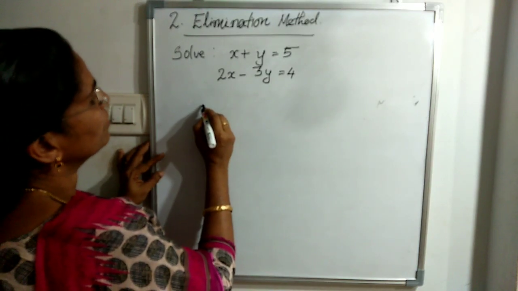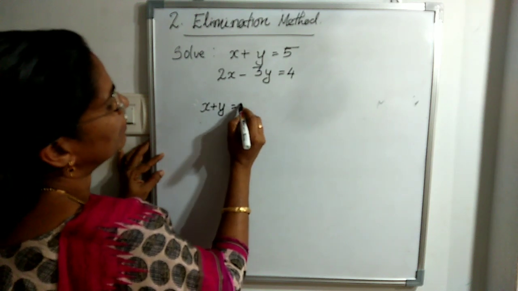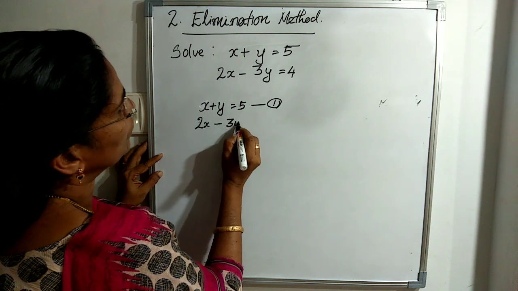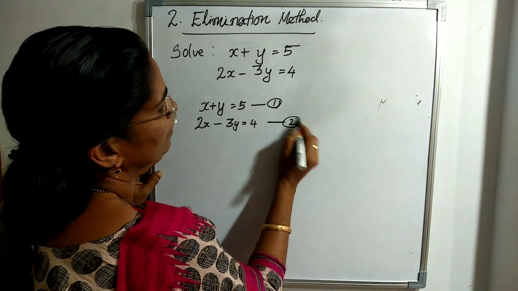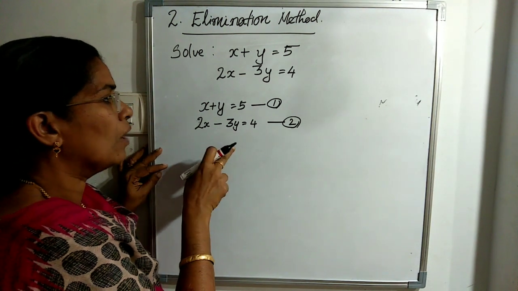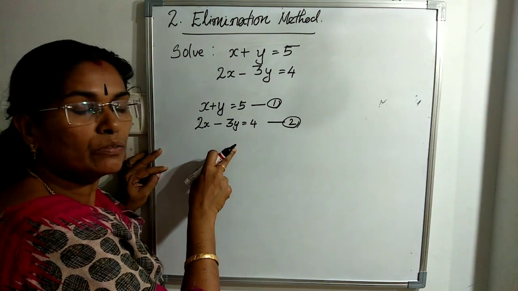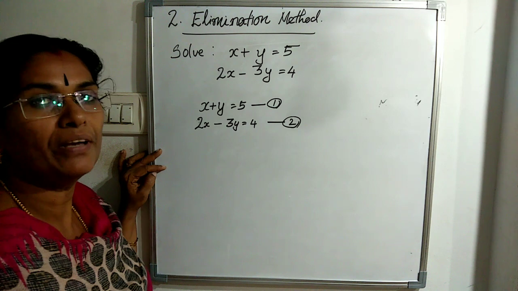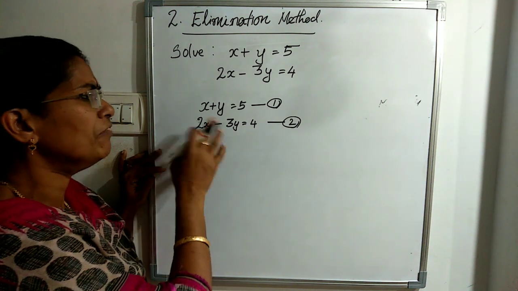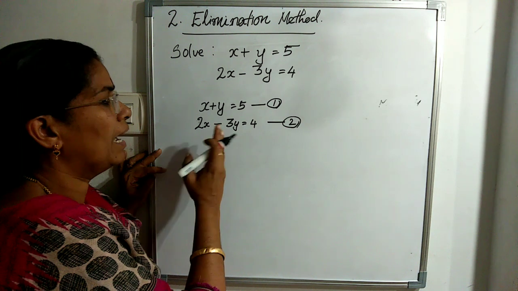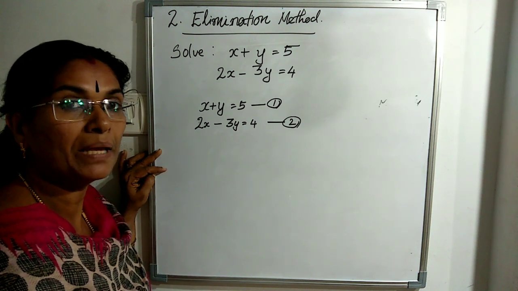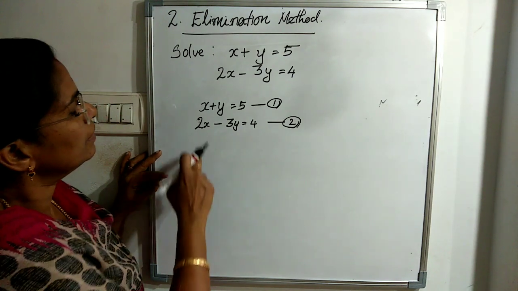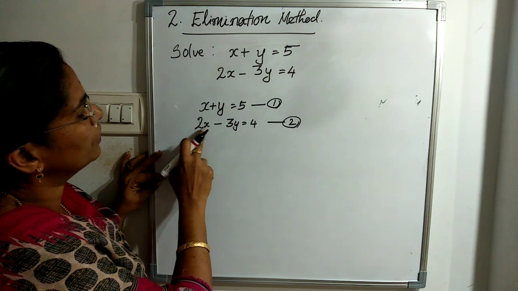Step 1: first you have to write the given equations as number 1 and number 2. It is the second equation. Now the next step is, you have to multiply by a non-zero constant to make the coefficient of one variable the same. Select any one variable and make its coefficient the same by multiplying with a non-zero constant. Here the coefficient of x is 1, and here the coefficient of x is 2.